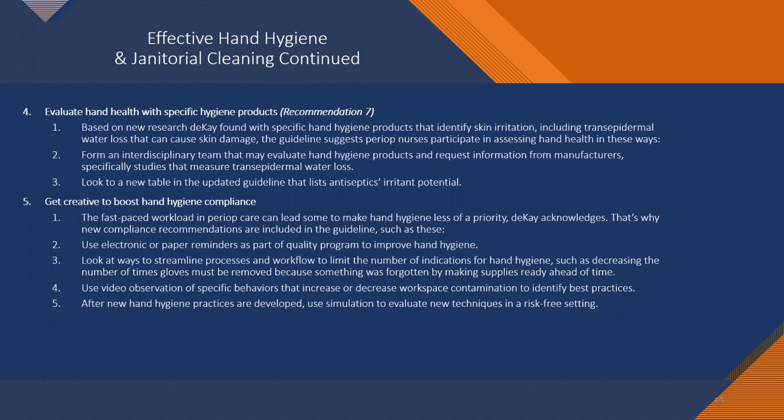Look at ways to streamline processes and workflow to limit the number of indications for hand hygiene, such as decreasing the number of times gloves must be removed because something was forgotten, by making supplies ready ahead of time. Use video observation of specific behaviors that increase or decrease workspace contamination to identify best practices. And after new hand hygiene practices are developed, use simulation to evaluate new techniques in risk-free settings.